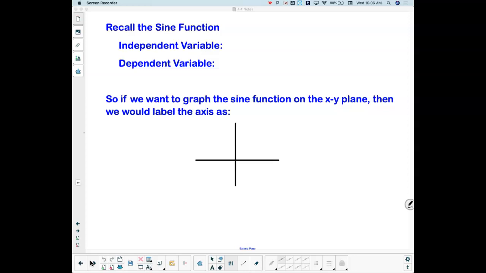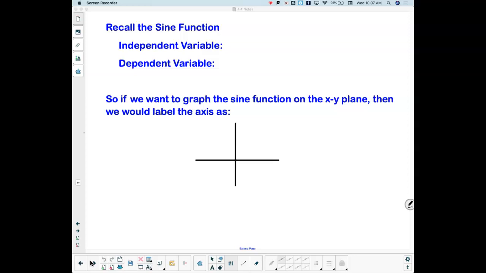So, if I want to think back about the sine function, or the cosine function, or the tangent function, or secant, cosecant, cotangent, any of the 6 trig functions. If I want to think back about that, okay, what is the independent variable? What do I put into that function? What is the dependent variable? What do I get out of that function?